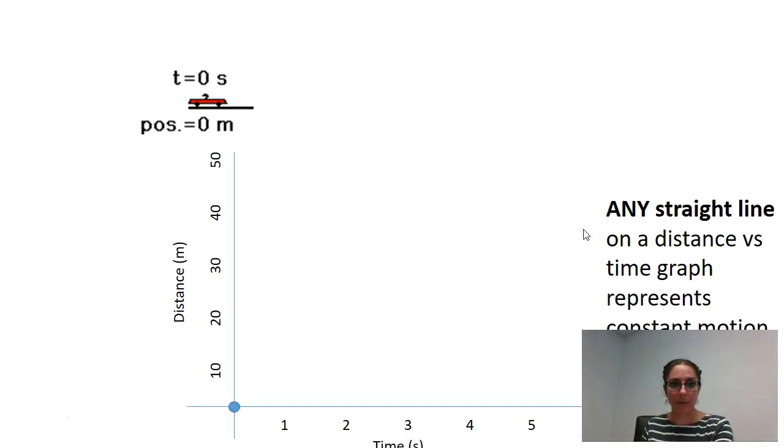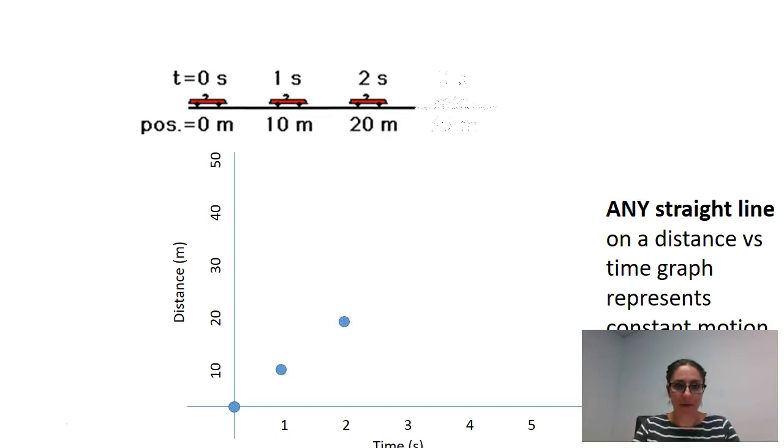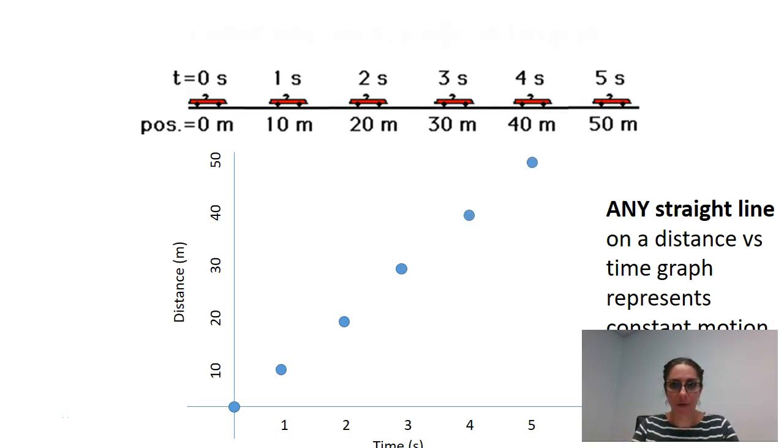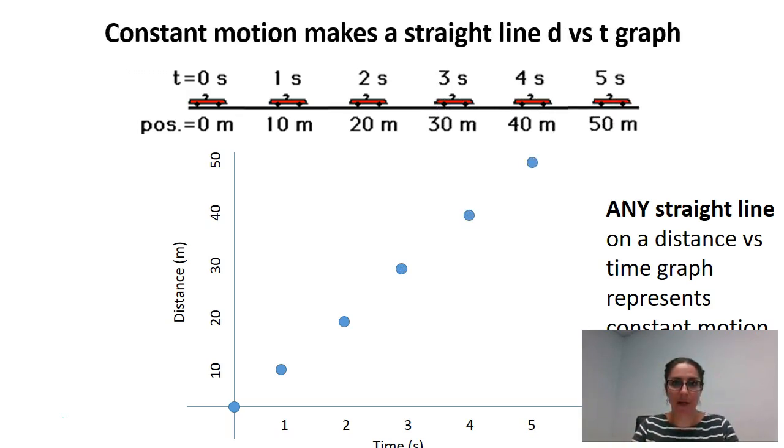Okay, that's that. So I'm actually going to skip this question for now and show you here's that same example plotted on a graph. Notice that if I were to plot this on a graph, it does make a straight line. So constant motion is a straight line on a distance versus time graph, just like that.